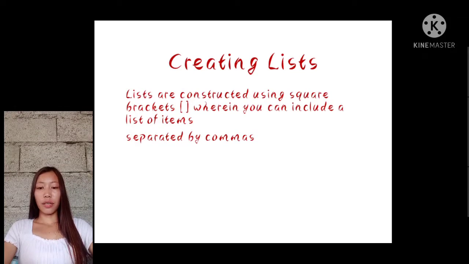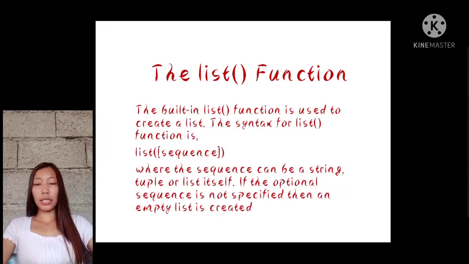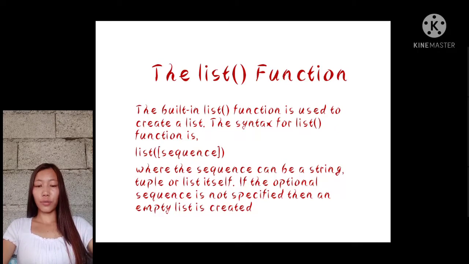Creating lists. Lists are constructed using square brackets wherein you include a list of items separated by commas. And the list function. The built-in list function is used to create a list. The syntax for the list function is list(sequence), where the sequence can be a string, tuple, or list itself. If the optional sequence is not specified, then an empty list is created.